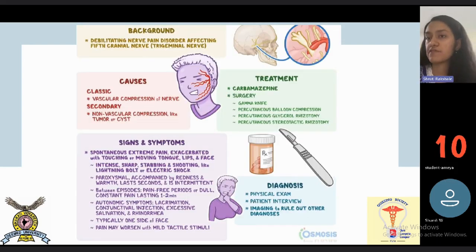So this is an overview of trigeminal neuralgia. The other surgeries that can be done also include percutaneous glycerol rhizotomy and percutaneous stereotactic rhizotomy.